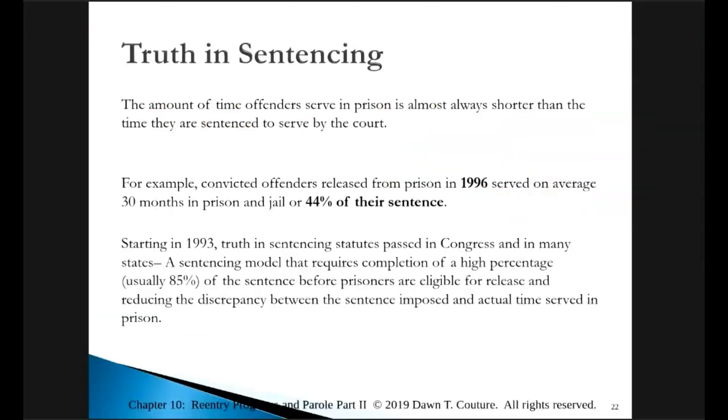Those truth in sentencing laws that I mentioned, just so you can have some historical background. In 1996, the average amount of time people spent in prison was 30 months, about 44% of the sentence. So they get a sentence of maybe 6 to 7 years, but they would be out in 5 years or less.